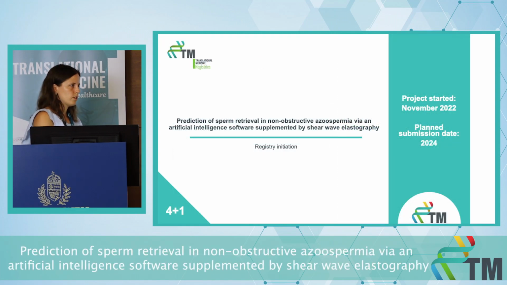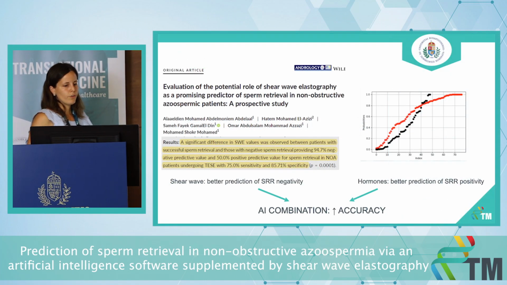This next topic is pretty much the same as the previous one. We just added an extra step after the diagnosis of non-obstructive azoospermia, but before the surgery, we are doing a shear wave elastography examination. The reason for this is that we found an article based on which both the sensitivity and the specificity of this examination was high, and they seem to have better predictions for not finding sperm during the surgery. And based on our previous result, we seem to be able to predict finding sperm better based on the hormonal parameters that we had.